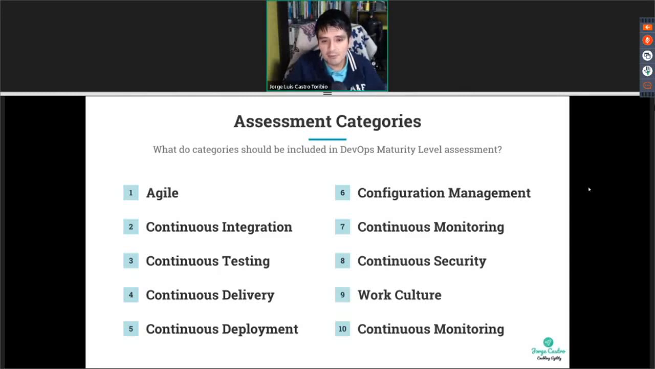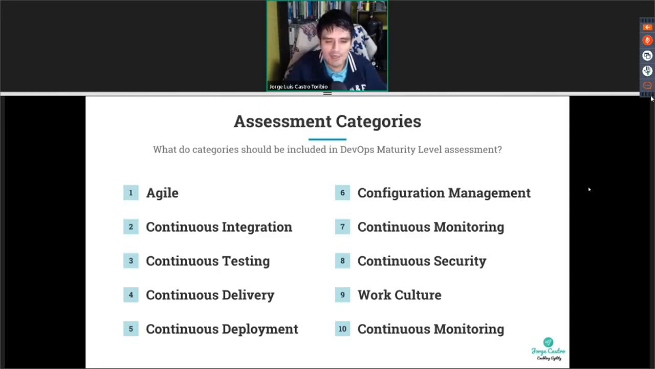If you're going to create the assessment, you first need to define some categories that you're going to measure. I call them pillars or main topics, that your assessment needs to be created on. In this case, for example, I am sharing 10 possible categories for your assessment: agile, continuous integration, continuous testing, continuous delivery, continuous deployment, configuration management, continuous monitoring, continuous security, work culture, which is quite important also for DevOps, and continuous monitoring. You can add more, of course.